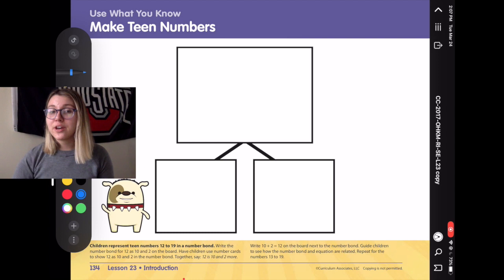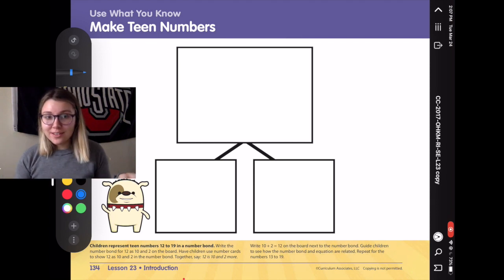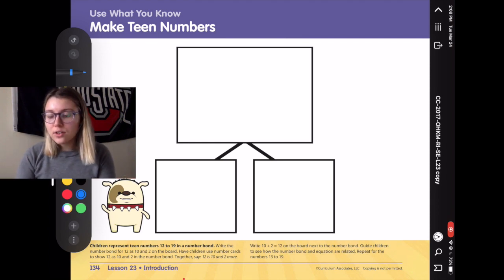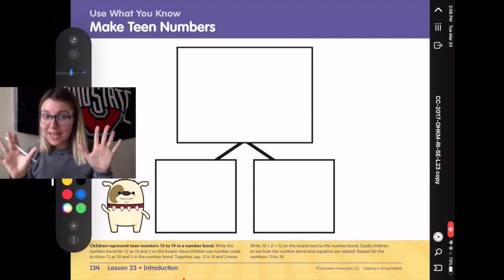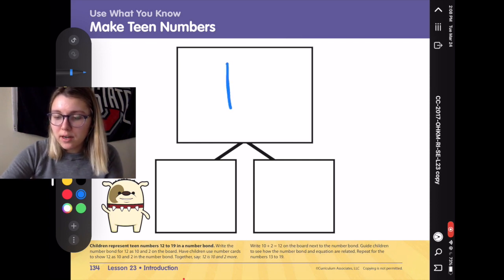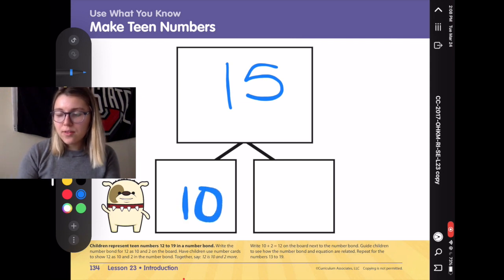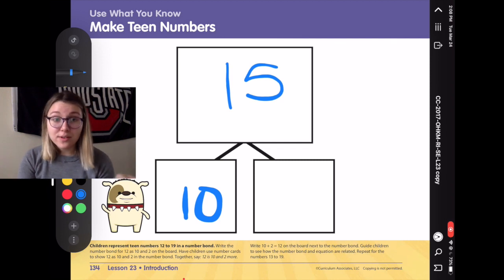I want you guys to think of 3 different teen numbers to make, and you guys are going to figure out what other number you're going to bond with the number 10 to get that number. So, for example, I want to do the number 15. I start with the number 10, and then what's my second number? You guys can draw it. You can use Legos like Miss Egbert said last week. You guys can use coins to help you figure it out.